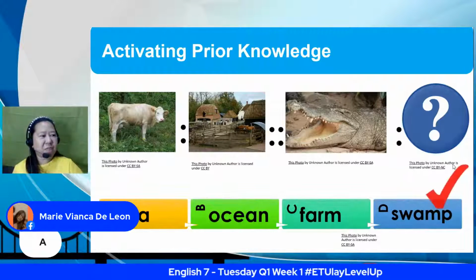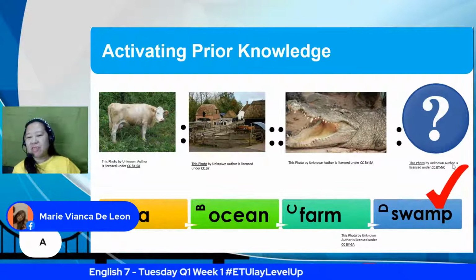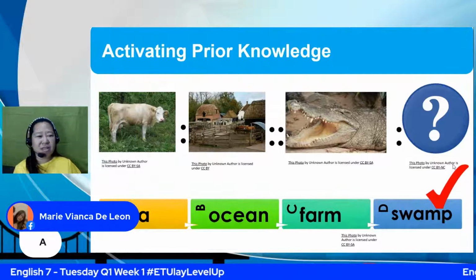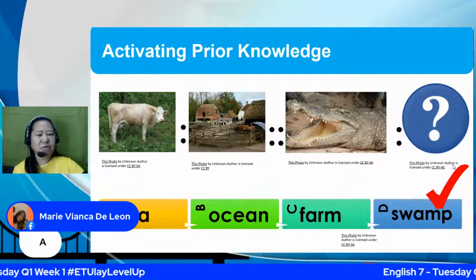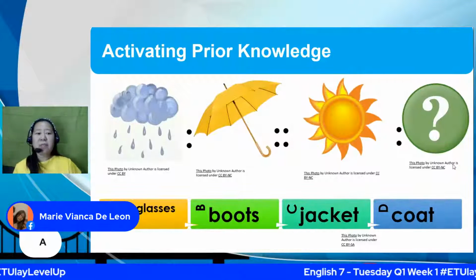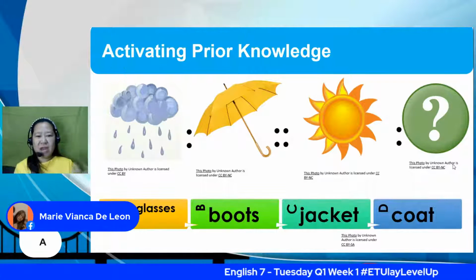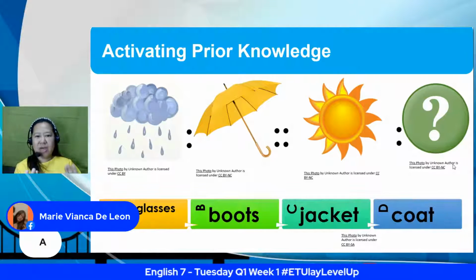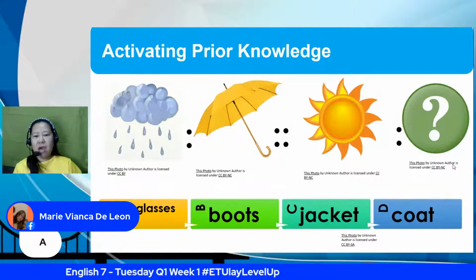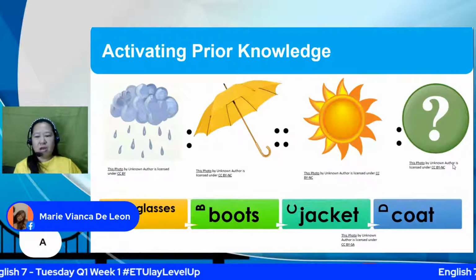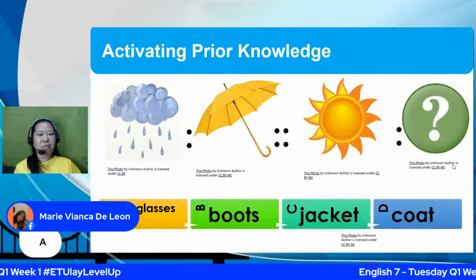Is that a D? Very good. So the correct answer is D. Achilles, you got the correct answer. Next, let's have number four. Number four, we have raining clouds there, and then we have an umbrella, and then we have a sun. What about the question mark? What is the correct answer for number four?